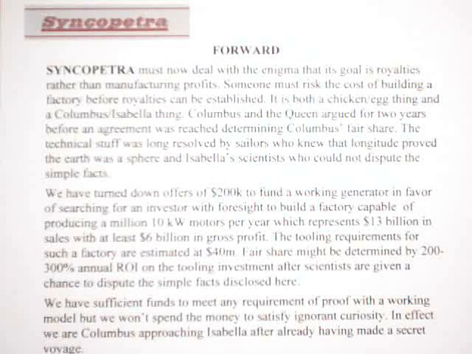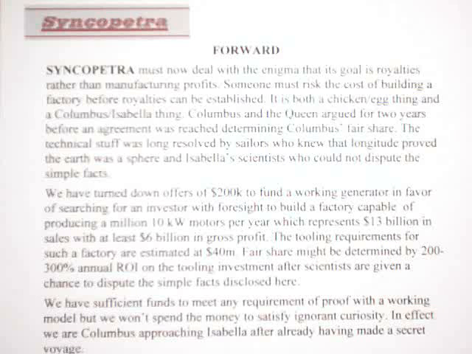And forward. SYNCOPETRA now must deal with the enigma that its goal is royalties rather than manufacturing profits. Someone must risk the cost of building a factory before royalties can be established. It's both a chicken-egg thing and a Columbus-Isabella thing. Columbus and the Queen argued for 2 years before an agreement was reached determining Columbus's fair share.